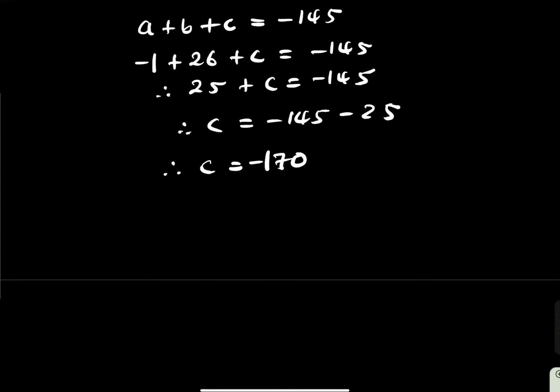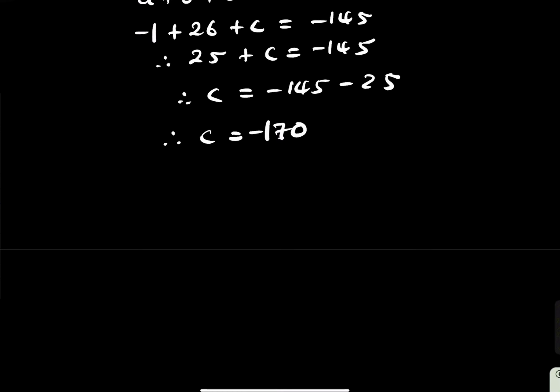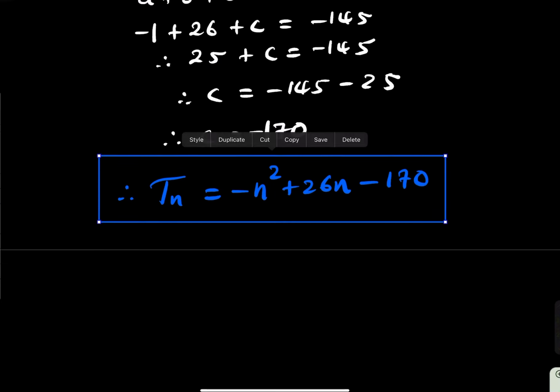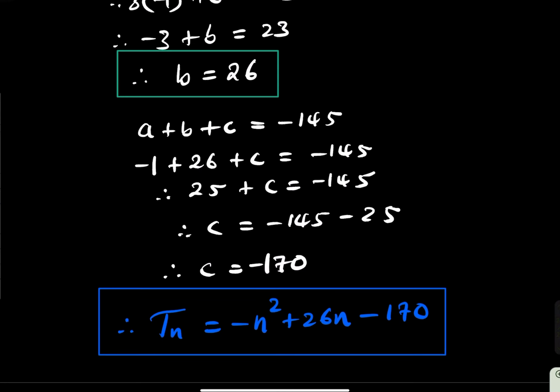So this tells us that the general term Tn, remember it's an squared. Your A is negative 1, so you get a negative n squared. And then what is B? It's Bn. Remember that. So it's positive 26n, then plus C. Your C is negative 170. So this is negative 170. You manage to prove that particular question that you were asked to do.